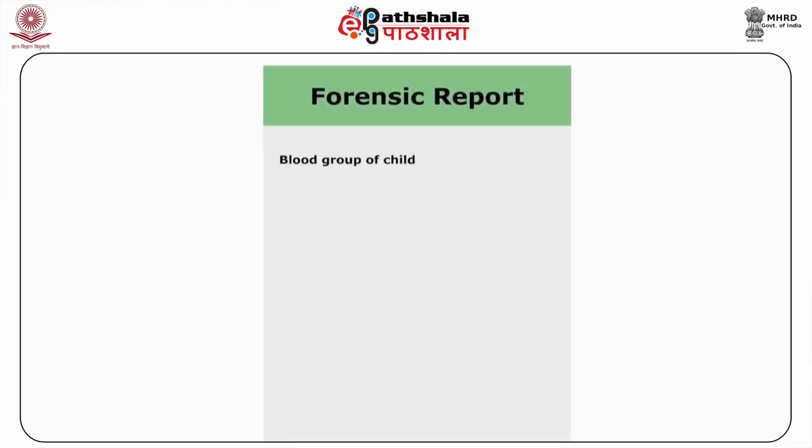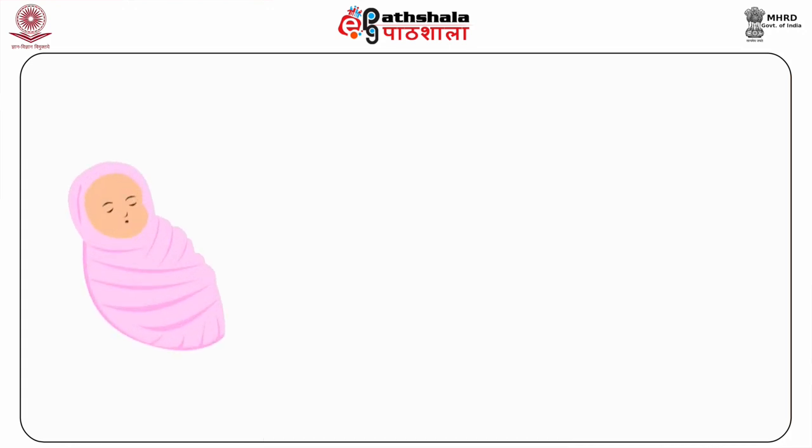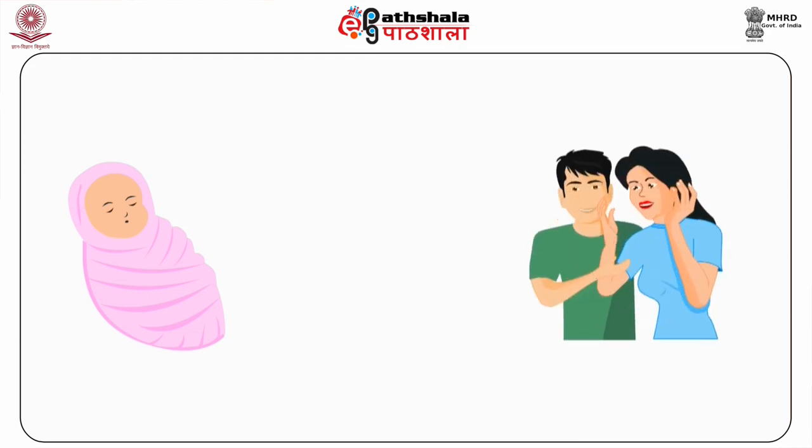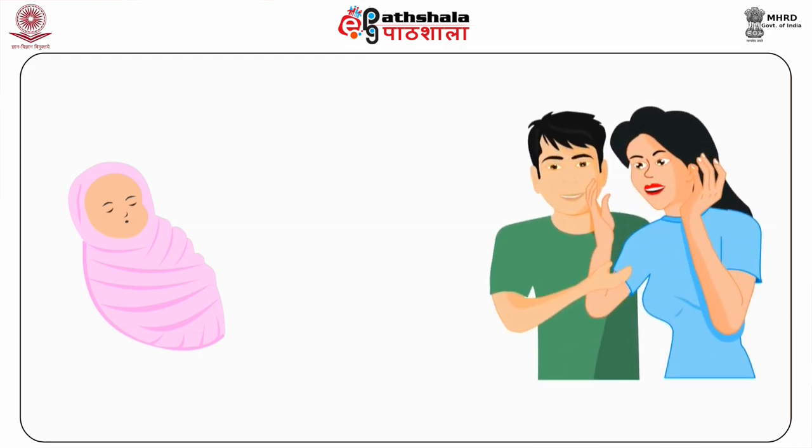Forensic report: the child has blood group AB, and there is a strong possibility that the child belongs to the victim couple. Child handed over to custody of the original parents.